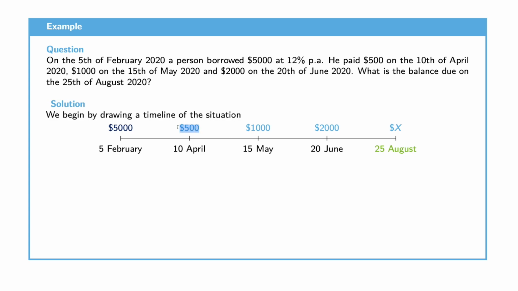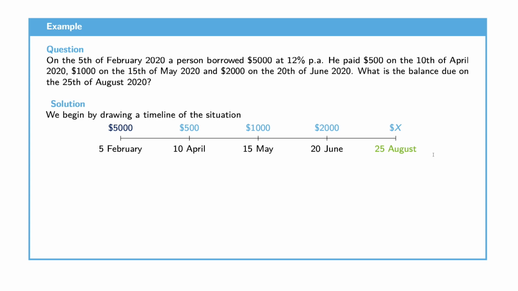April we know that he pays $500. 15th of May he's paying $1,000. 20th of June $2,000, and finally the balance amount, or equivalently you could think of the balance amount as the final payment, so that it is equivalent to $5,000, is the 25th of August 2020. Notice here that the 25th of August is again in green because it's the focal date.